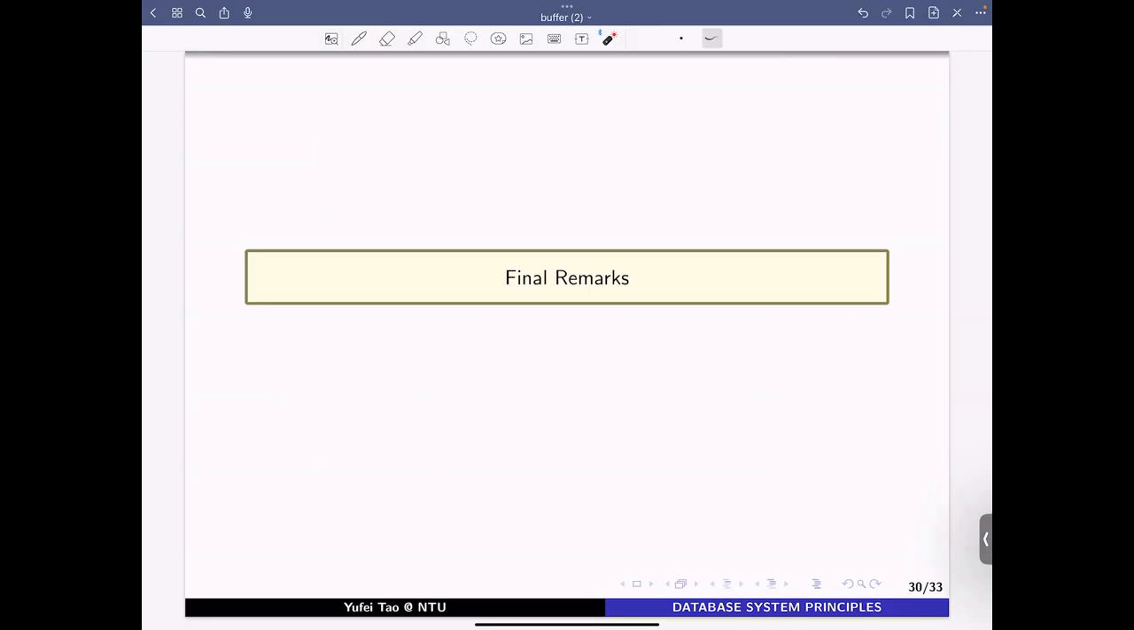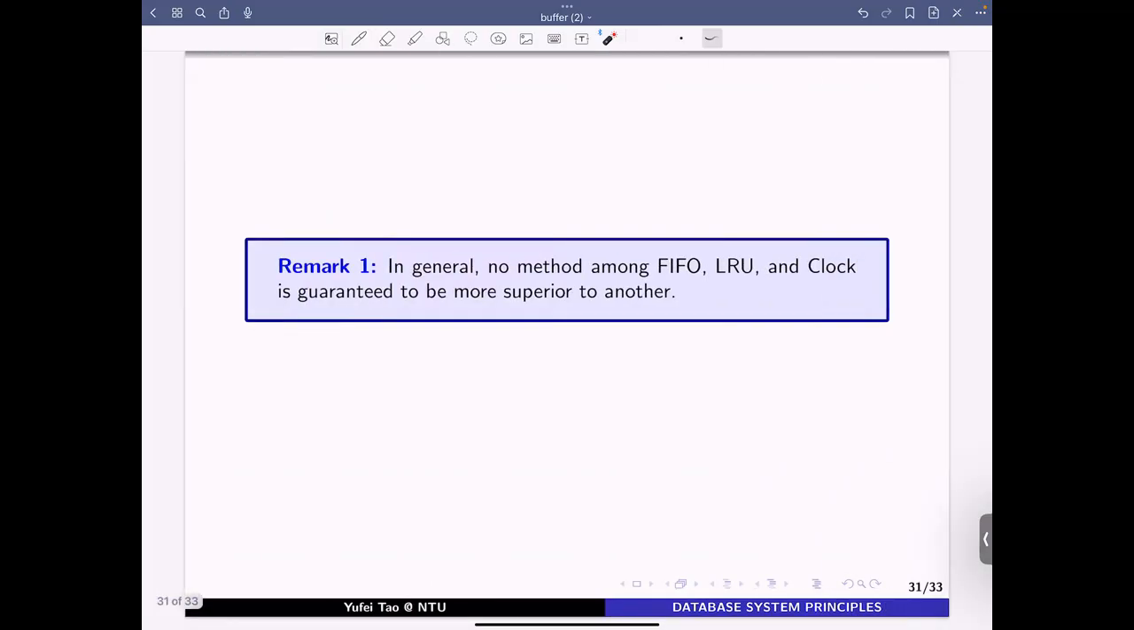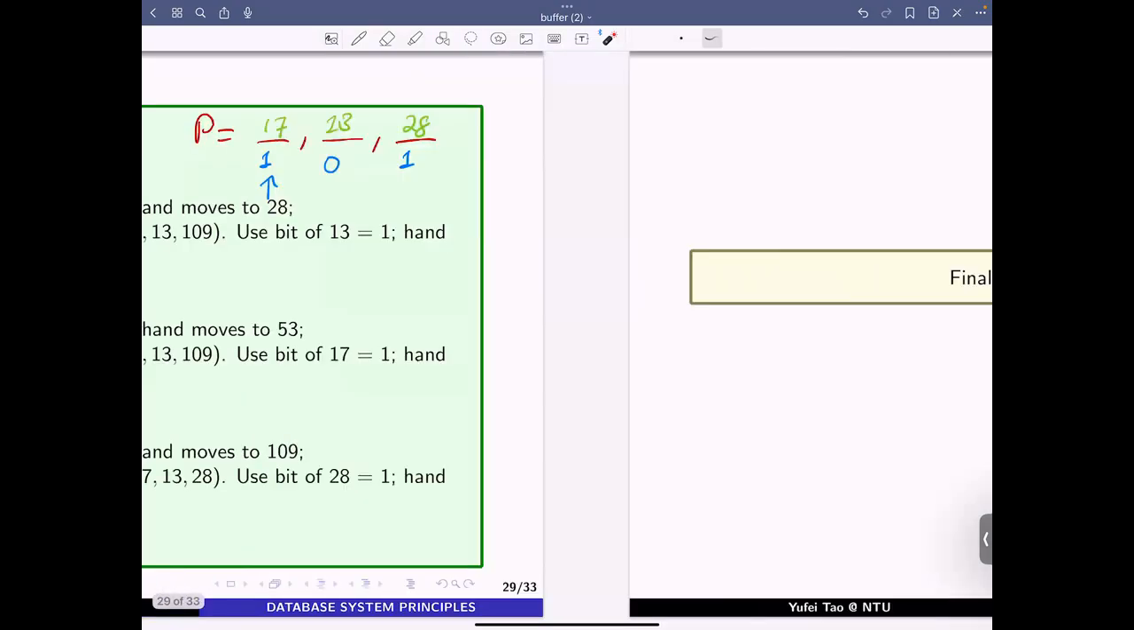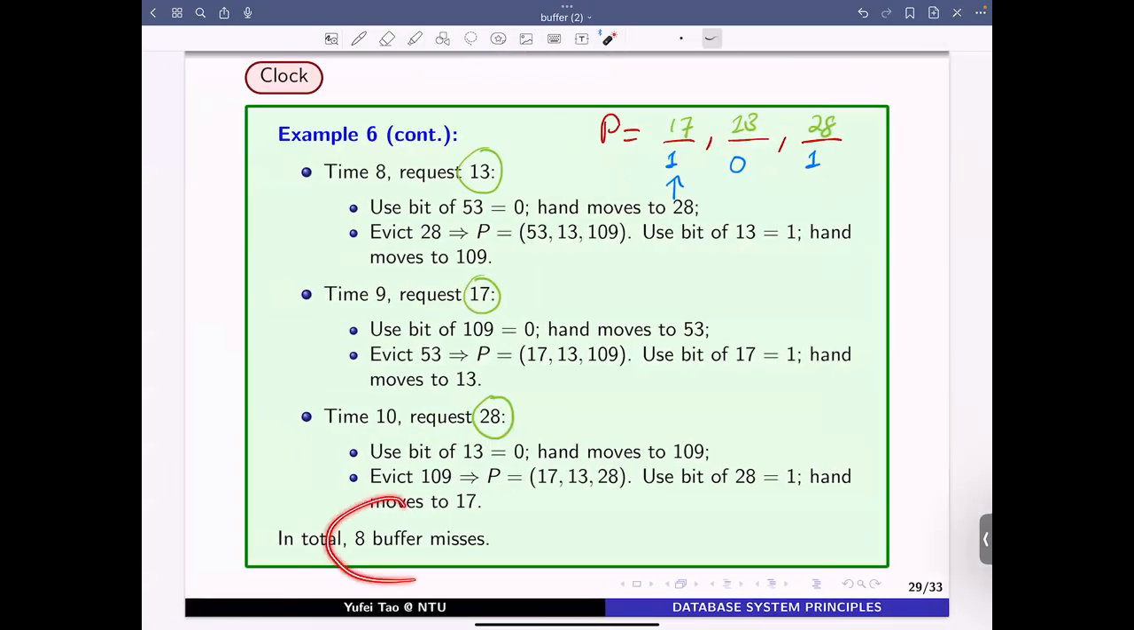All right, but before we go, I want to make several remarks. First of all, look at the total number of misses for each of the four algorithms. For Belady, we got 6, for FIFO we got 7, for LRU we got 9, and for clock we got 8.